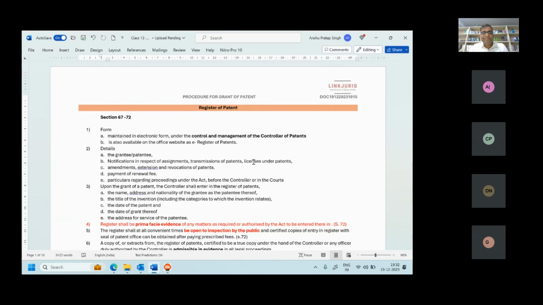What happened? Sir, assignment is probably assigning the ownership of the patent, and licensing is permission to use the patent, and transmission, sir, I am not aware of.